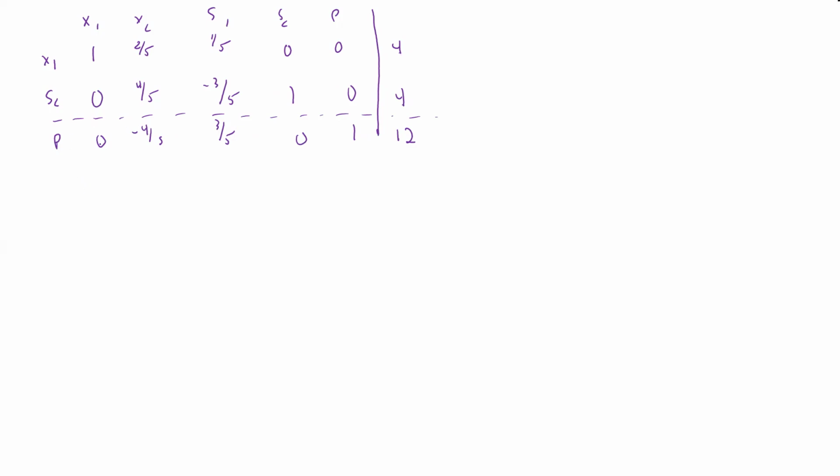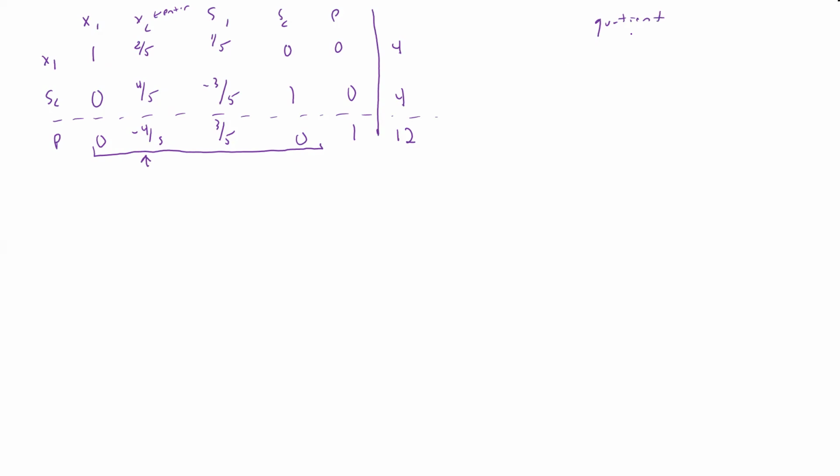Now we're looking at the bottom row, from here all the way over to here, and we're looking for any negatives. We want the largest negative, so that's this one. That means this one is going to be entering, and now we have to find the exiting one by doing our quotients.